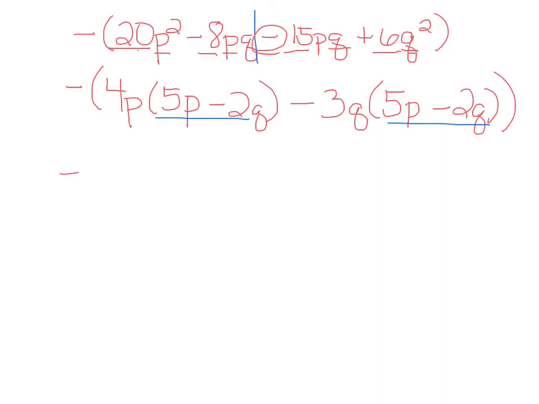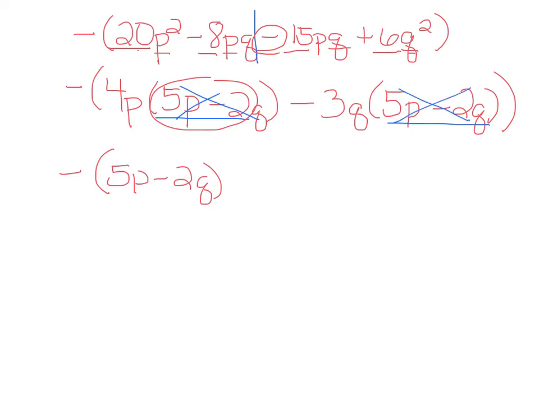I'm going to drop down my negative sign. I'm going to write what's in the parentheses. Essentially what we're doing is pulling out the 5p minus 2q. And here I can just cross these off just so I can see what's left. What's left is 4p minus 3q. And I am finished.